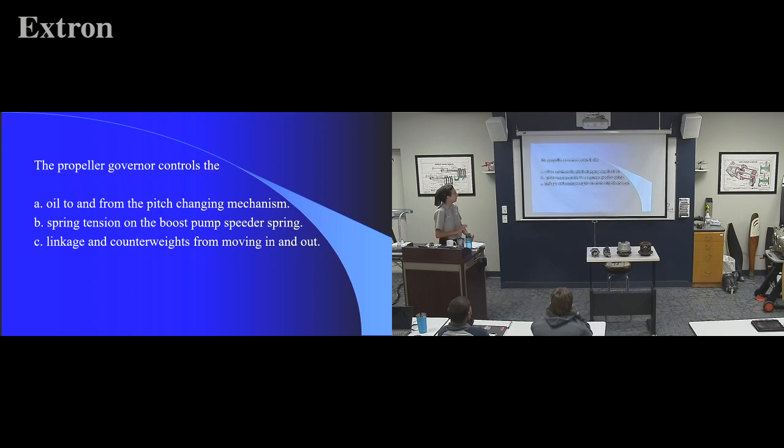The propeller governor controls the oil to and from the pitch changing mechanism, or spring tension on the boost pump feeder spring, or linkage and counterweights from moving in and out.